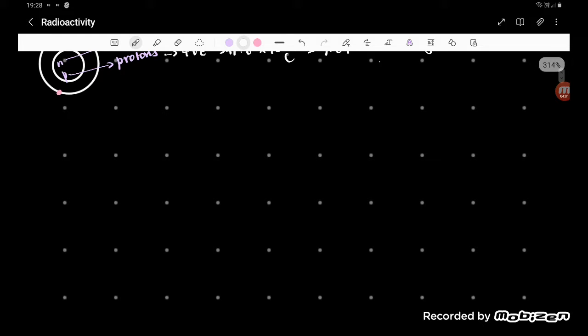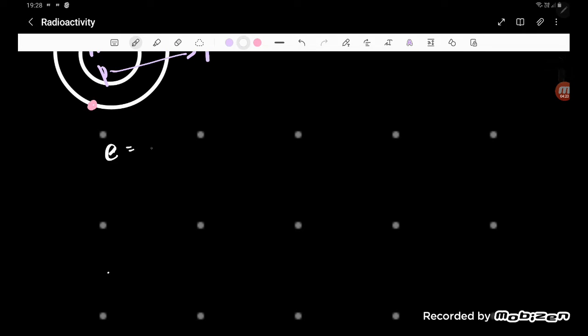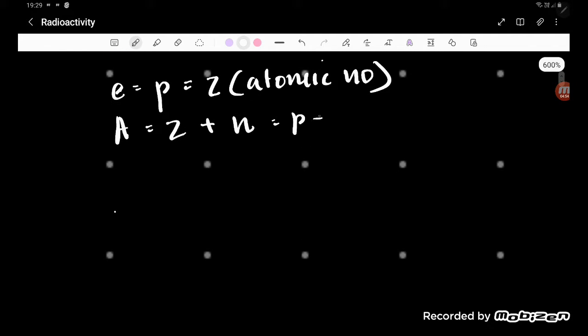Moving ahead, the number of electrons, which is equal to the number of protons, is also equal to Z, which is the atomic number, and the mass number is equal to the atomic number plus the neutrons. Technically, protons plus neutrons.